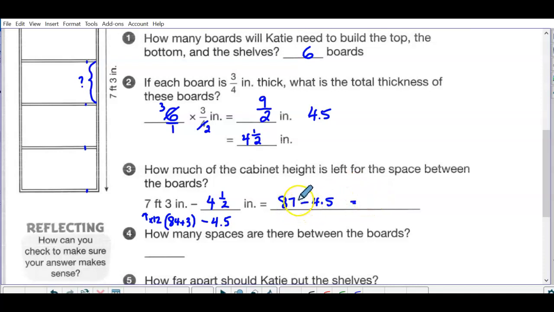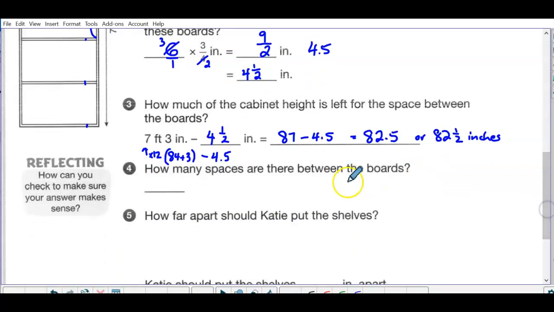So try it without a calculator. If we subtract 4 from 87, we get 83. And then subtract another 0.5 would be 82.5, or 82.5 inches. Okay, you could convert back to feet and inches, but remember our goal in this question is to find the distance between shelves, so likely it may not even be a whole foot.